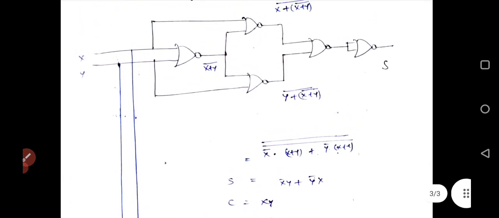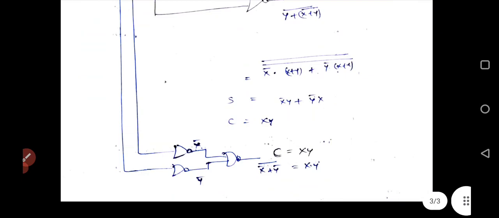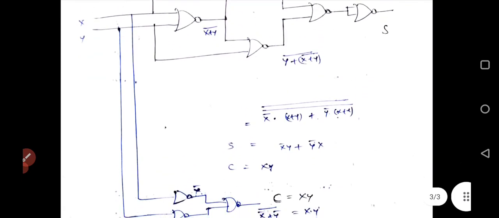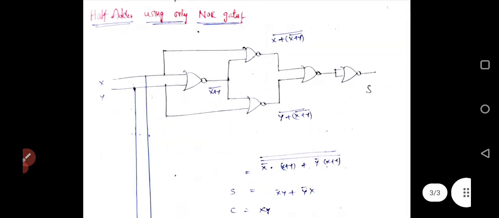This is a half adder using NOR gates. With the help of NOR gates, this is how we are going to design the half adder. The explanation is already given here, so just see the diagram of how we are going to form it.